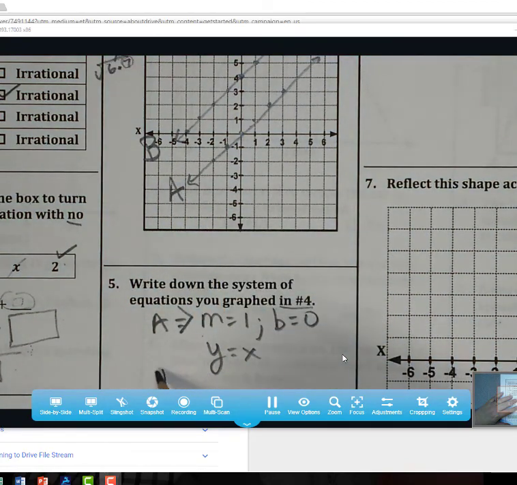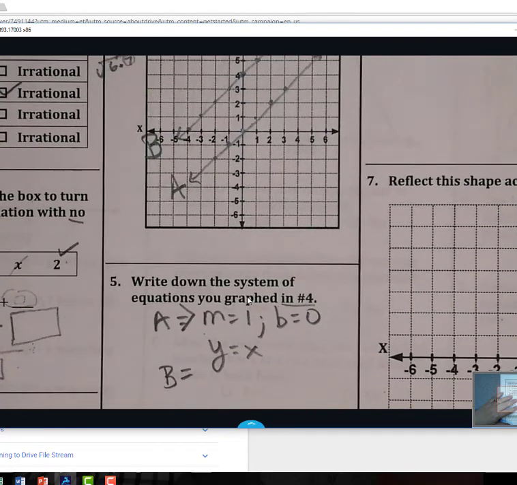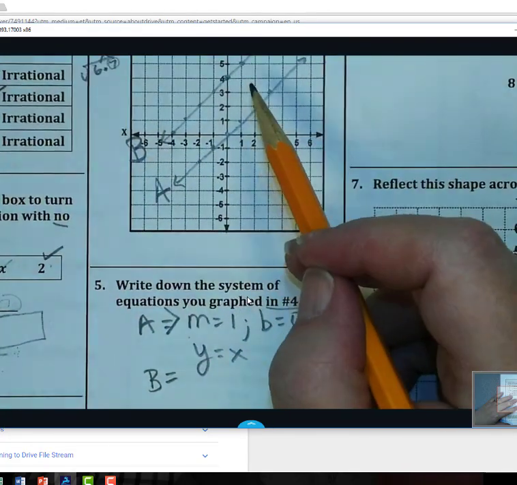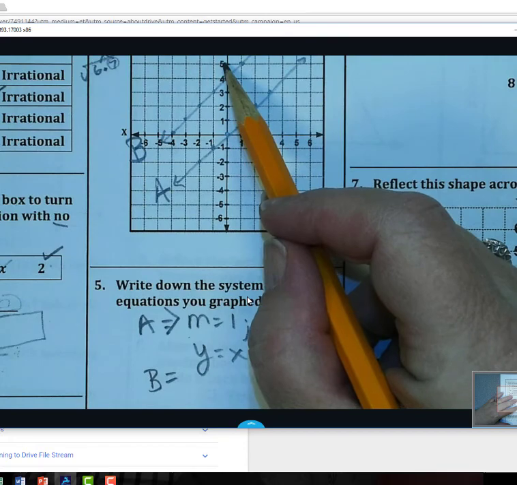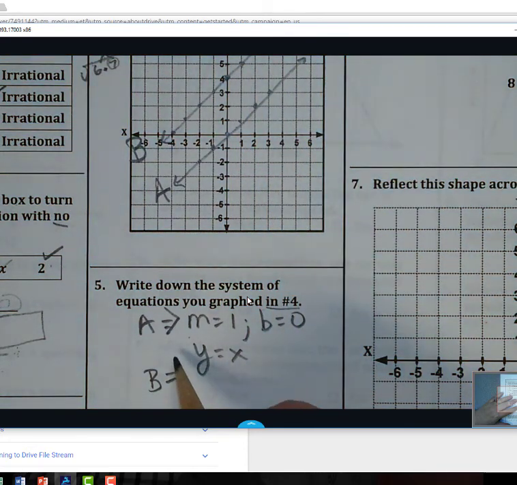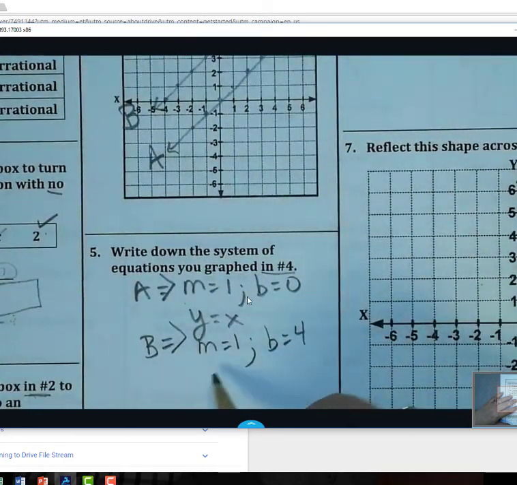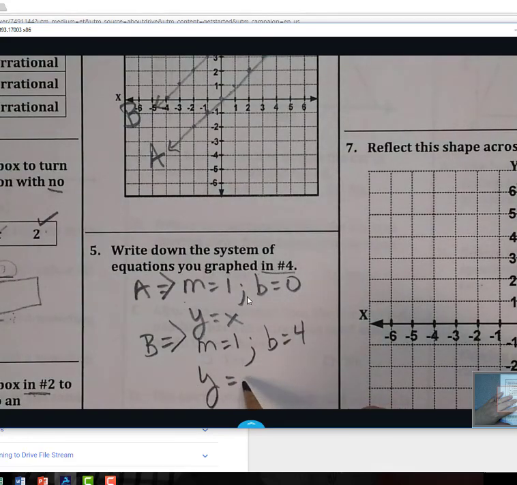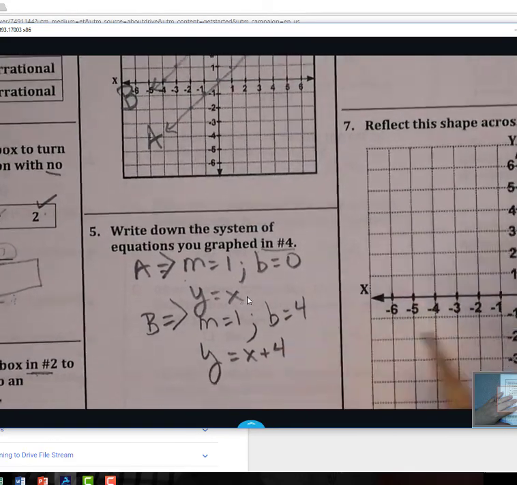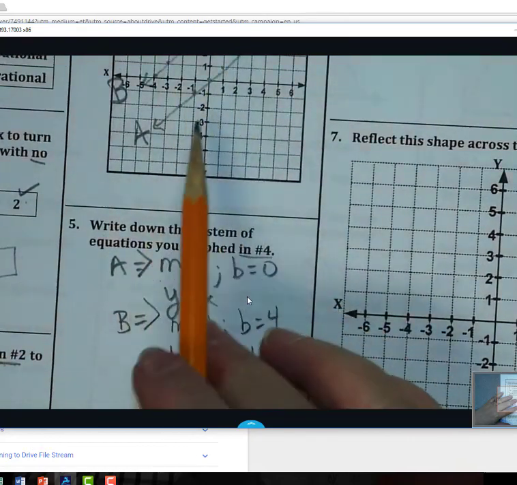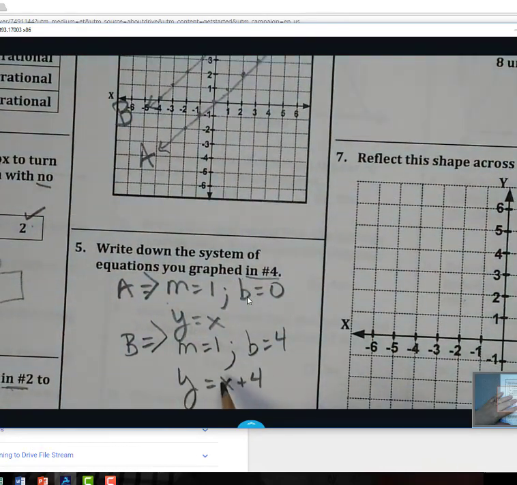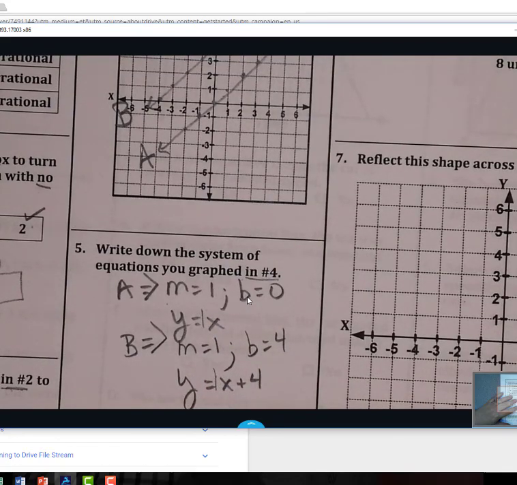Then for B, I also used up 1, right 1, so the slope is still m equals 1. And then I made b equal 4. So then this equation would be y equals 1x plus 4. And obviously you're going to have different answers. But what should be the same about both of them when you write out the equation is that the slope on both of them are the same.